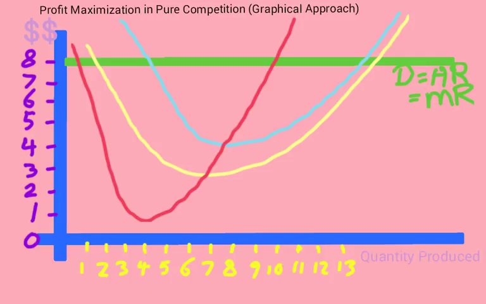The red curve is the firm's marginal cost curve, as we saw in the last unit, Unit 5. The yellow curve is the firm's average variable cost curve, and the blue curve is the firm's average total cost curve.